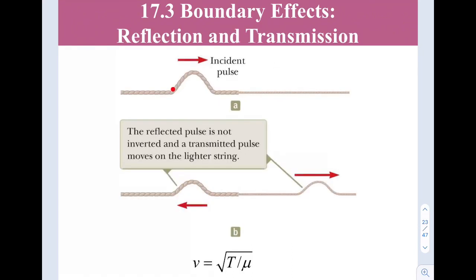Now, an incident pulse is traveling on a heavy string and strikes the boundary between the heavy string and the lighter one, as in this part. Again, the same situation is going to happen. Part of it is going to be reflected and part of it is going to be transmitted. In this case, the reflected pulse is not inverted, in comparison to the previous diagram.